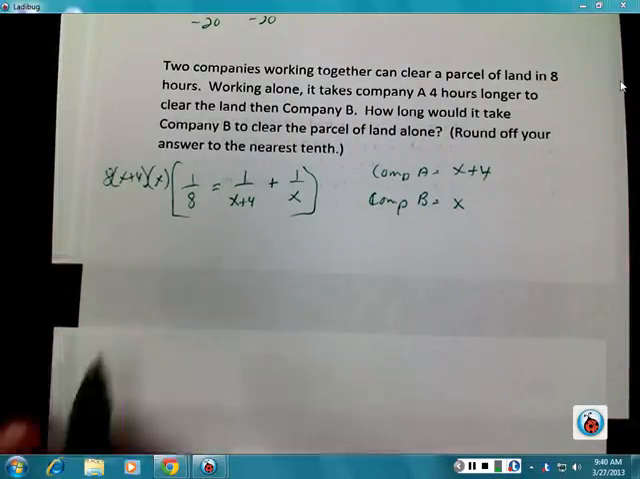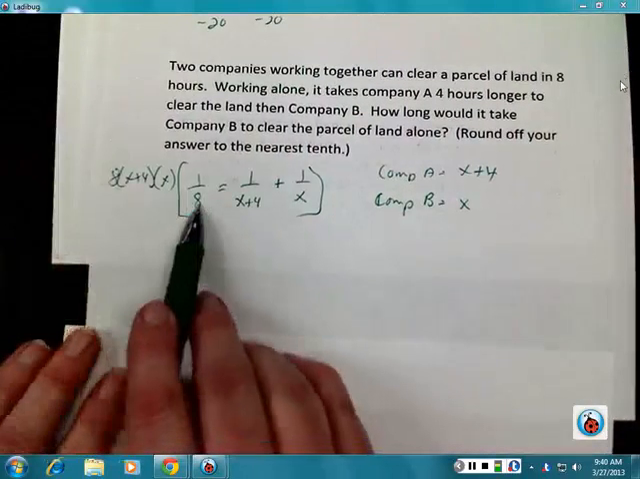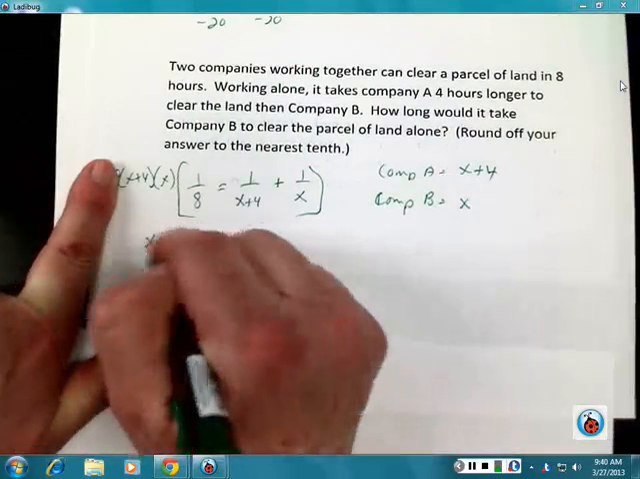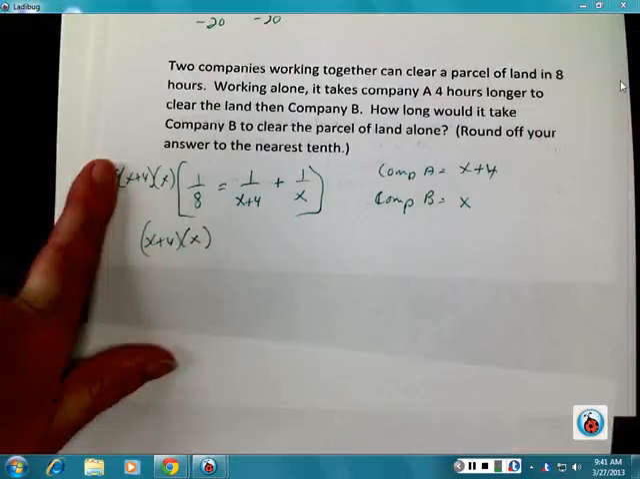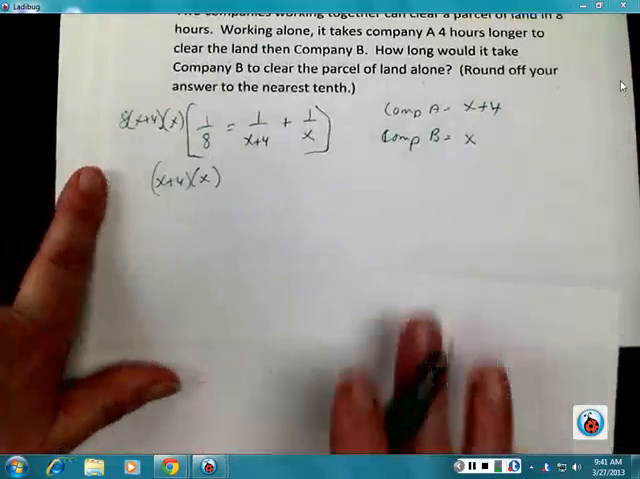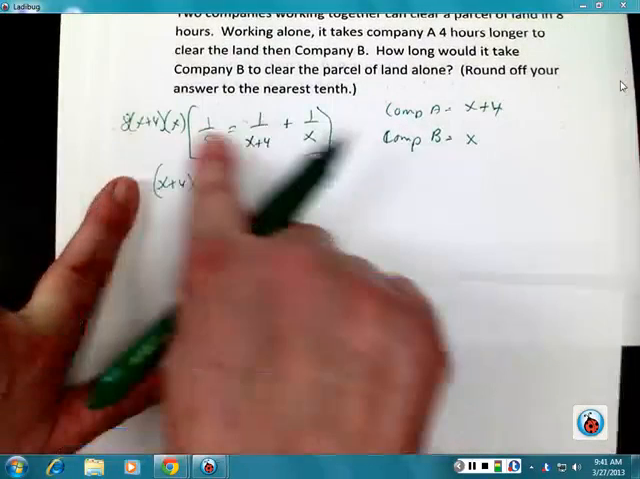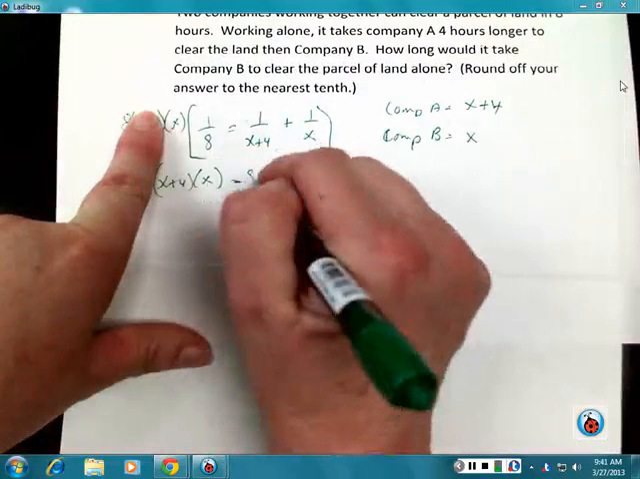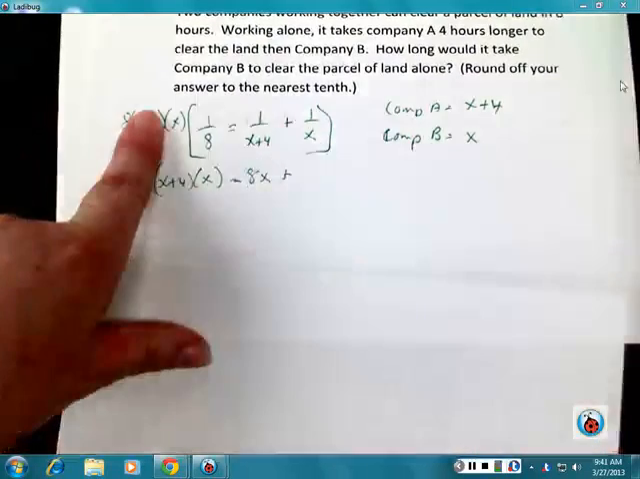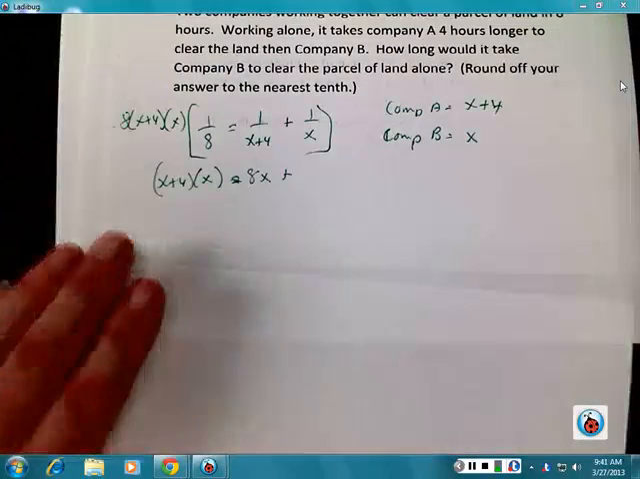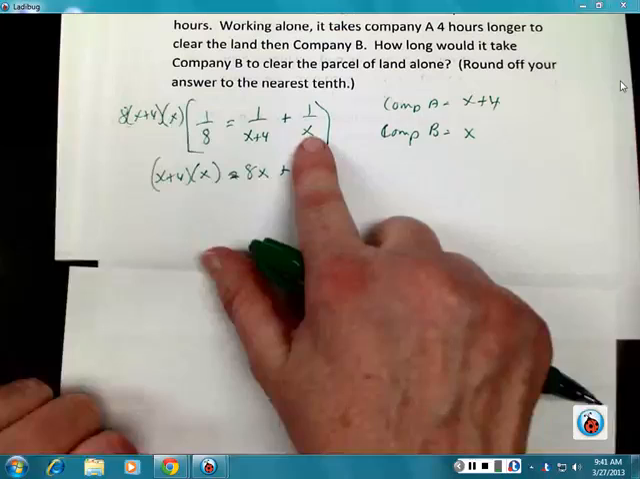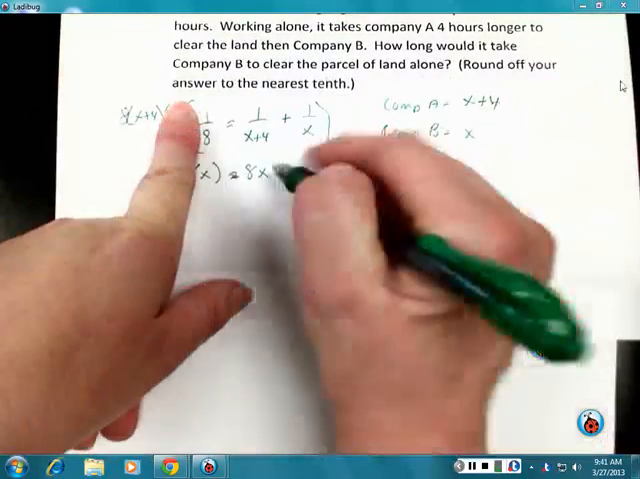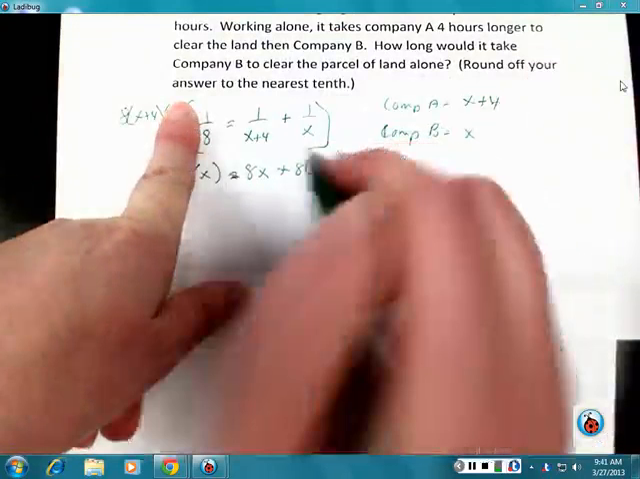Everybody gets this whole piece. So if I multiply it by the 1/8, the 8 cancels out, leaving me with x plus 4 times x. We okay with that part? X plus 4 times x. If I multiply it by the second piece, the x plus 4 cancels out, leaving me with 8x times 1. If I do the last piece, I've got an x, so that cancels the x out, leaving me with 8 times x plus 4.